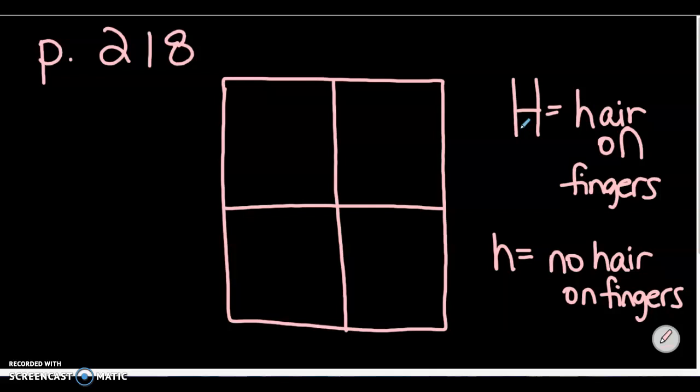We know that both parents have a dominant and a recessive gene. So they're going to have one dominant, one recessive. So we're going to put capital H, lowercase h, capital H, lowercase h. Alright, and then we're going to fill it in.